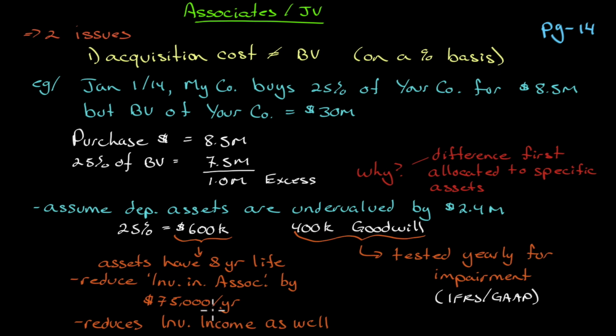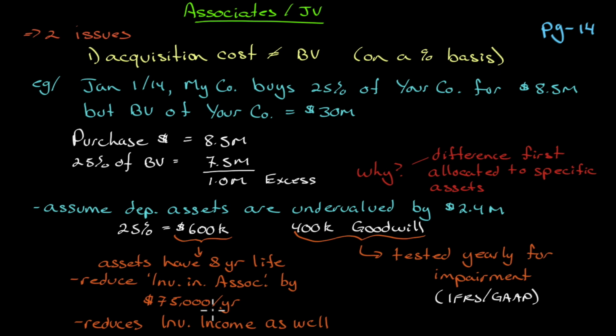Now this is getting a little tricky, so let me see if I can give you a high-level view on this. If I buy 25% of your company for $8.5 million and 25% of your book value is $8.5 million, I'm done. I'm good to go. That's it. All the examples we've done apply. I take my share of your net income and I add it to my investment in associate account. I take the dividends and I reduce it.